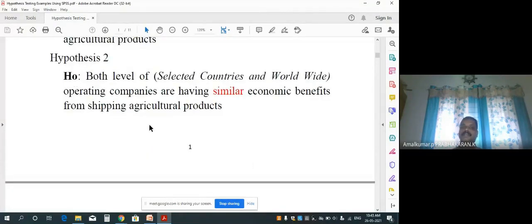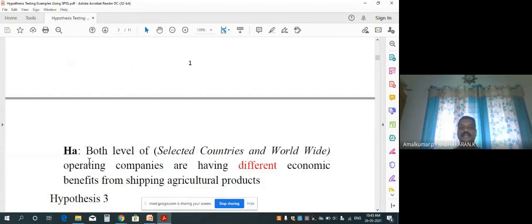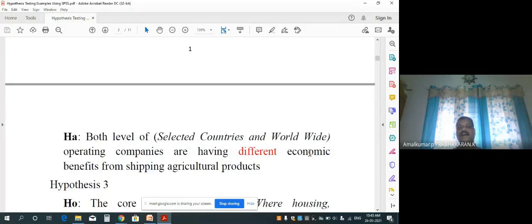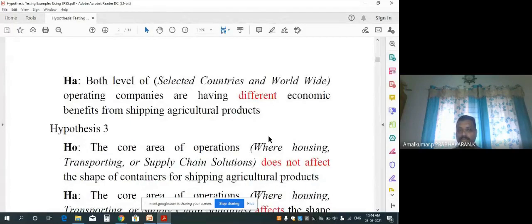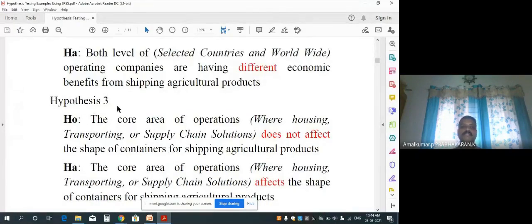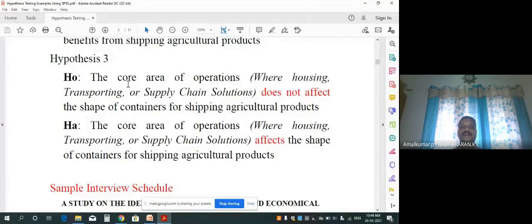Based on this null hypothesis, the researcher developed an alternative: both levels of operating companies have different economic benefits from shipping agricultural products. This way, the researcher developed the second statistical hypothesis on the second research hypothesis. Finally, he developed another statistical hypothesis on the core area of operation. There are three core areas: warehousing, transport, or supply chain solution.